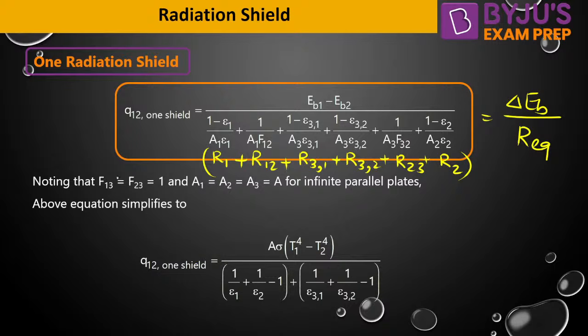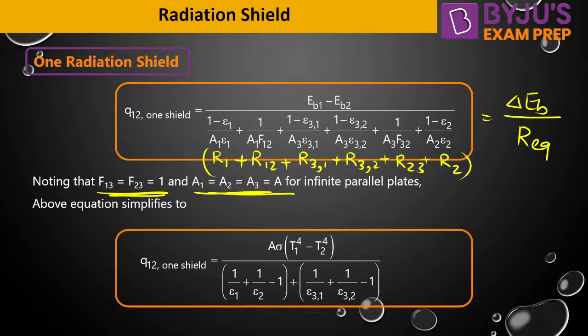Now, because they are large parallel plates, F13 is equal to F23, and A1, A2, A3 are equal, with view factors equal to 1 because they are infinitely large parallel plates. So the equation gets simplified like this. This will be the expression. If you replace A1, A2, A3 by A only, this will be the expression. The unit is what? Now, emissivity 3,1 is the emissivity of the radiation shield towards side 1, and emissivity 3,2 implies the emissivity of the same surface towards the other side, towards surface 2. Are you getting it?